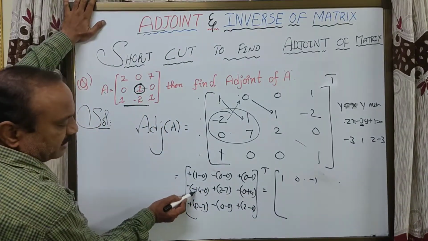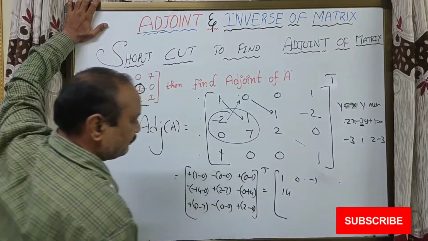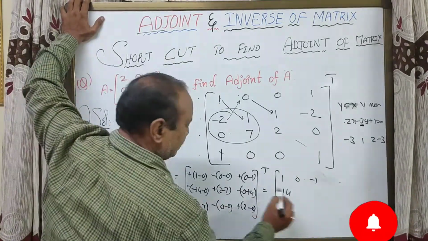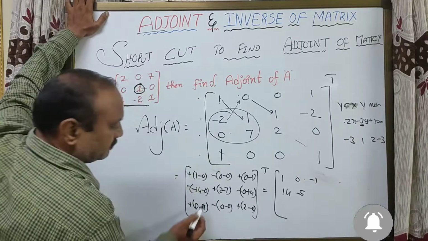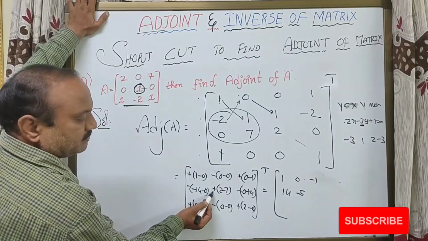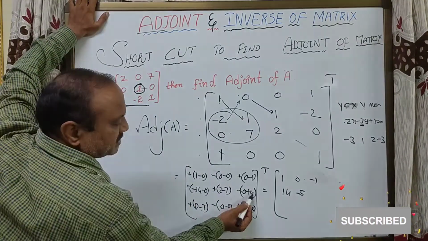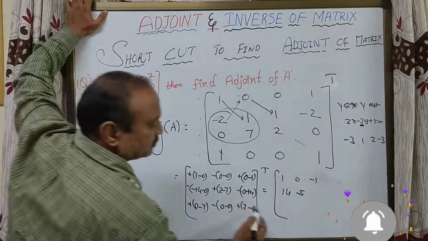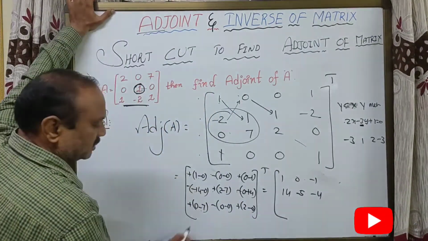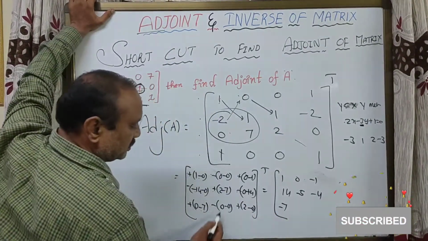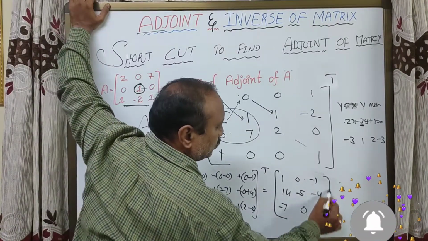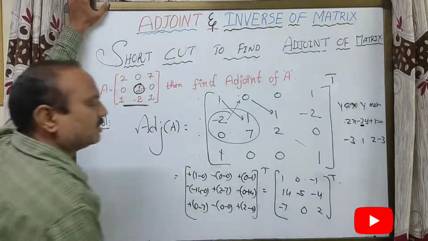See, minus 14 is 14. 2 minus 7 is minus 5. Before this we have positive sign. 0 plus 4 is 4. Before that we have negative sign, minus 4. Minus 7, 0, 2 whole transpose.